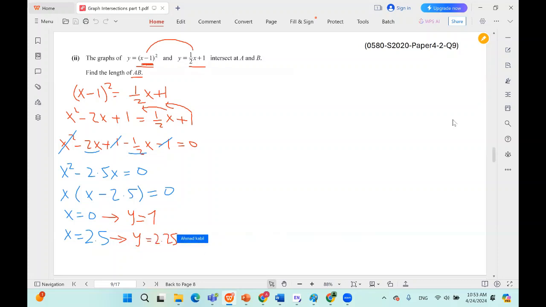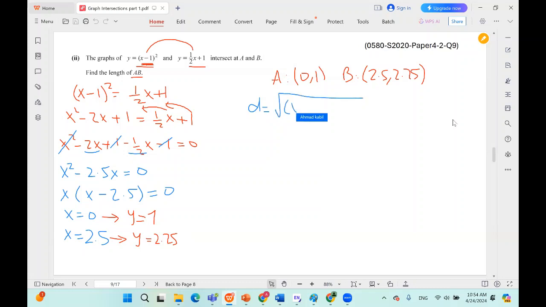So we have 2 points now. Point A, which is 0, 1. And point B, which is 2.5 and 2.25. We want the distance between them, so the distance formula is root of x2 minus x1 squared plus y2 minus y1 squared.